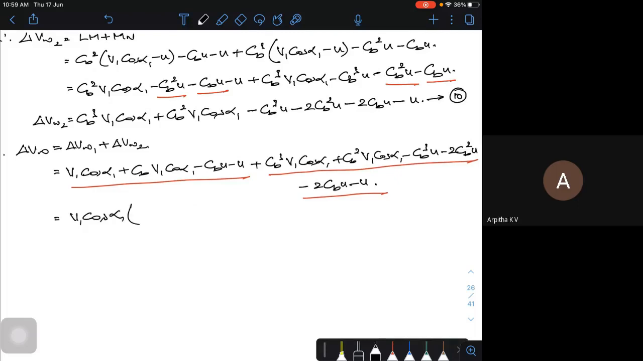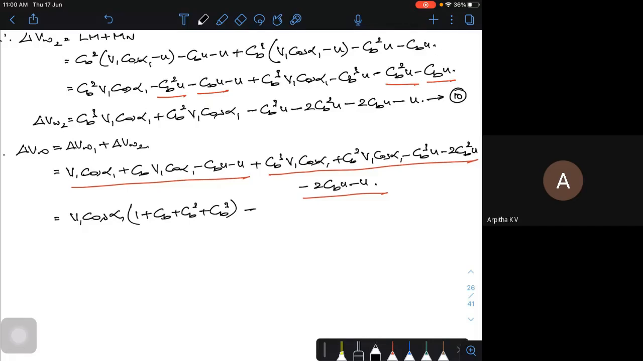If I take it out, I have 1 plus Cb, where I have Cb into V1 cos alpha, Cb square plus Cb cube. So 1 plus Cb plus Cb square plus Cb cube. So V1 cos alpha 1 comes out.